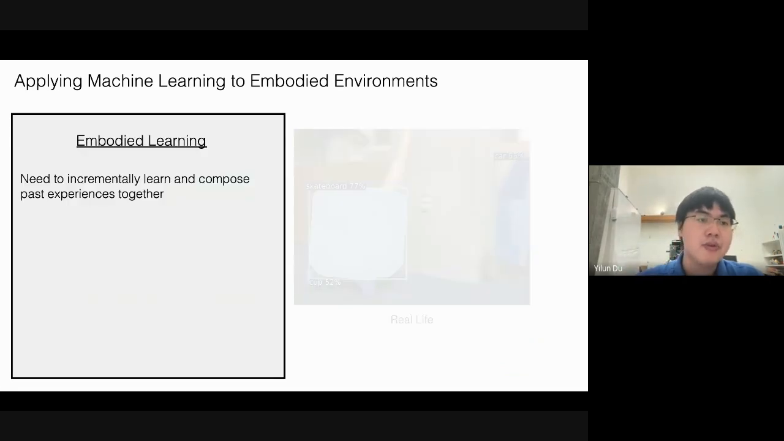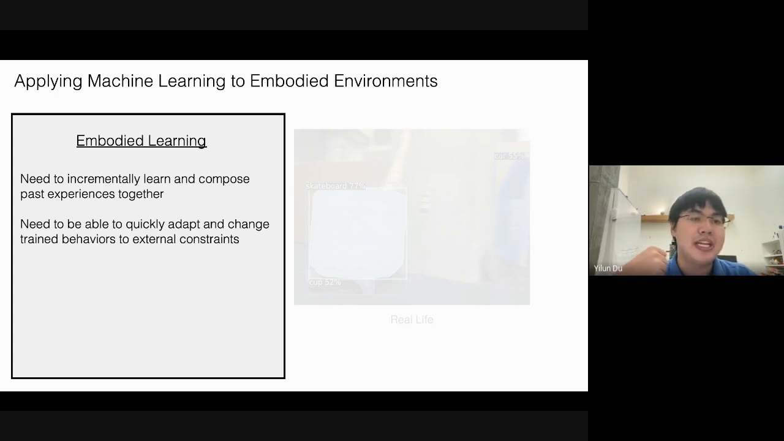So what makes embodied learning very different from the typical machine learning applications we consider? One big thing is if you want to apply machine learning to embodied environments, you need to continuously learn and integrate past experiences together. So if you're a robot in a household environment, as you explore the household, you should learn and gather information from all the experiences that you have found in the house.